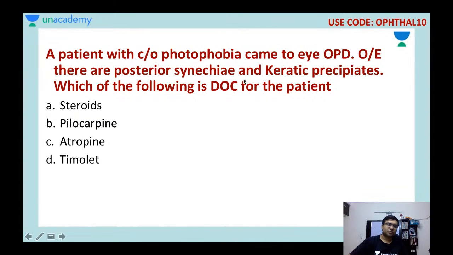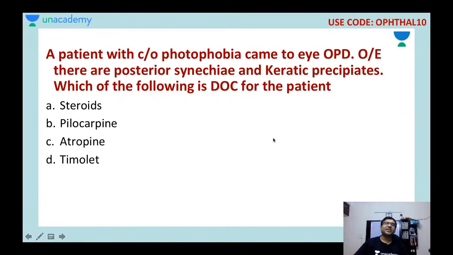Okay, let's move to our next question. A patient with complaints of photophobia came to the IOPD. On examination, there are posterior synechias and keratic precipitates. Which of the following is the drug of choice for the patient? Your options are steroids, pilocarpine, atropine, or tropicamide.